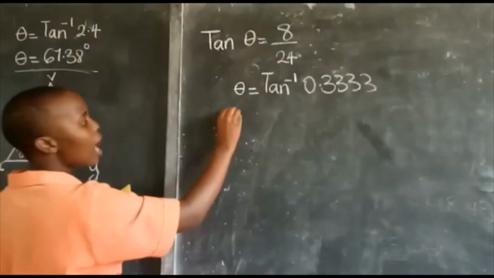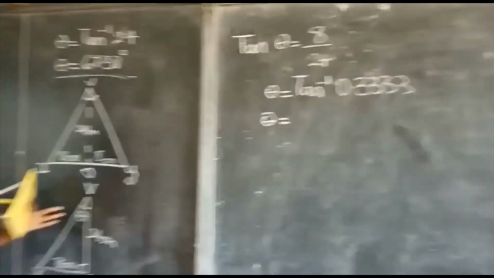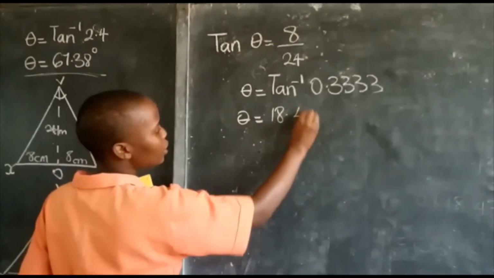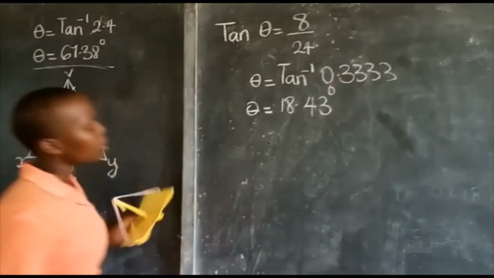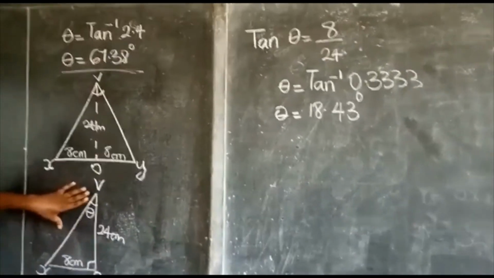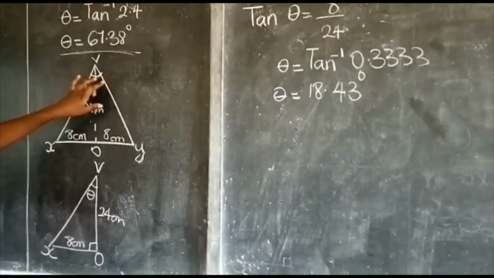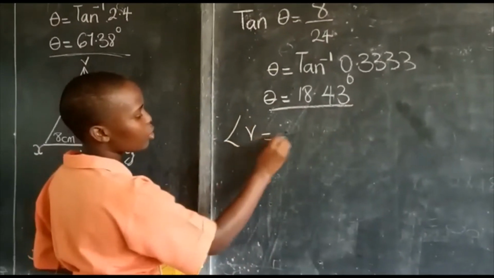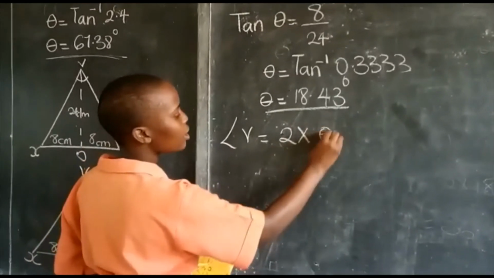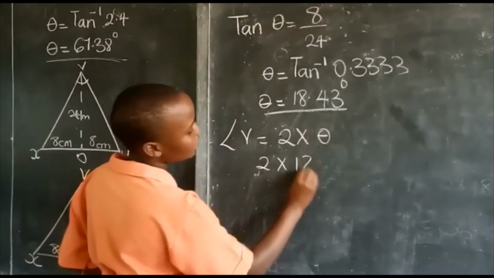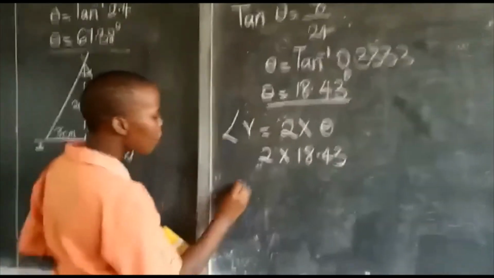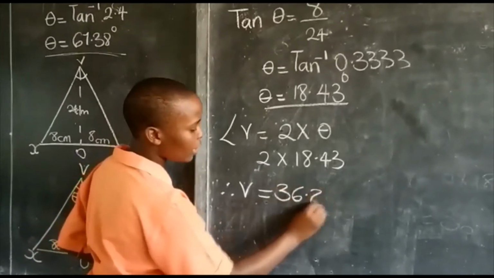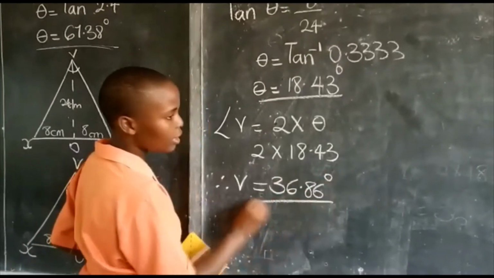0.3333. So our theta for one side of the triangle, remember we're getting only this one side, will be 18.43 degrees. So that is our angle for only one side. In order to get the other side, to get the full angle V, we shall multiply this angle. Angle V will be equal to 2 times that theta, which is 2 times 18.43. So our final angle V will be equal to 36.86 degrees.